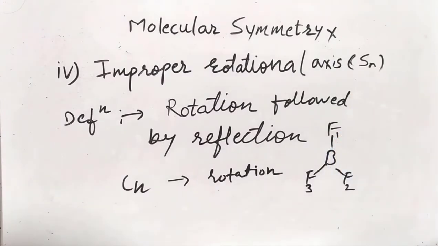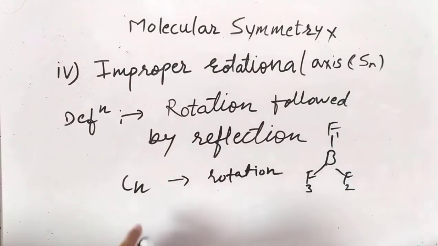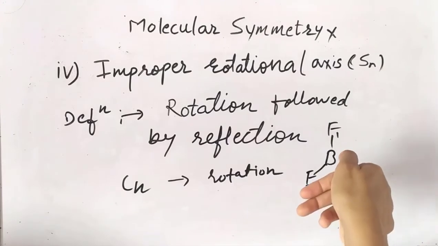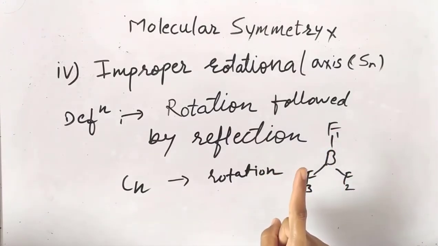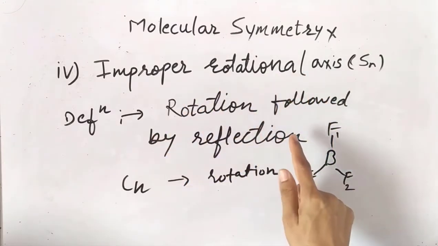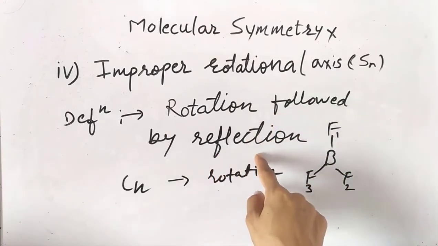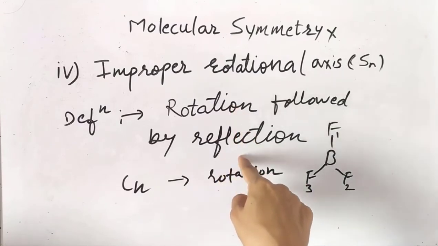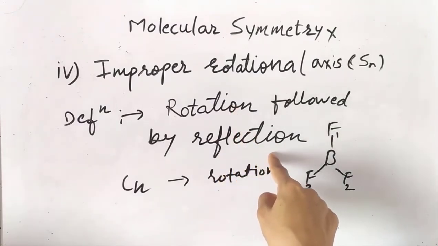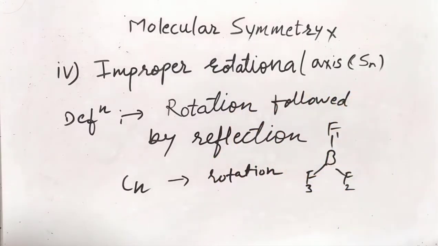Again I am telling you the difference between Cn and Sn. In Cn, we were simply rotating the molecule to get the original image. And in this, to get the original image, we have to rotate the molecule followed by reflection. And if after doing rotation and reflection you get the same image, then only you can say that Sn is present in that molecule. Again, we'll go through an example so that you can get it neatly.